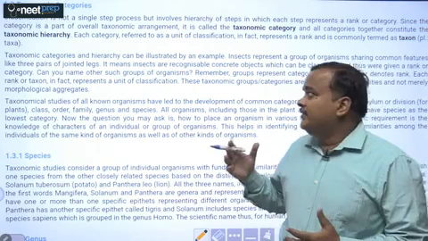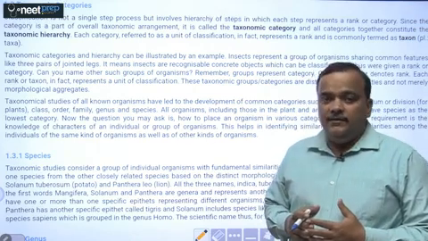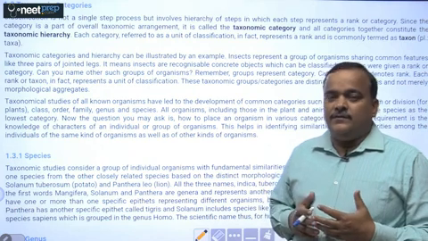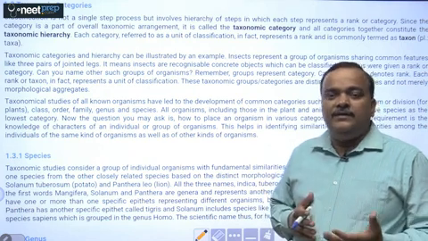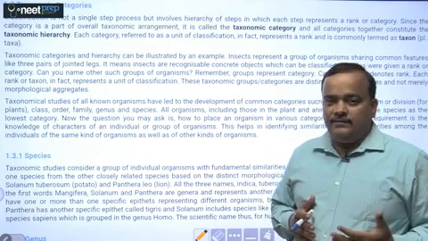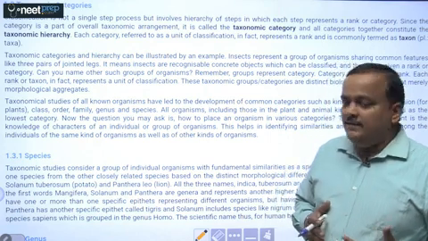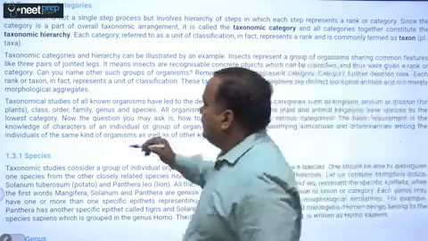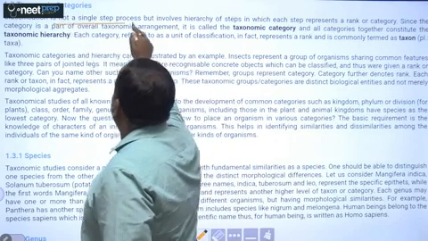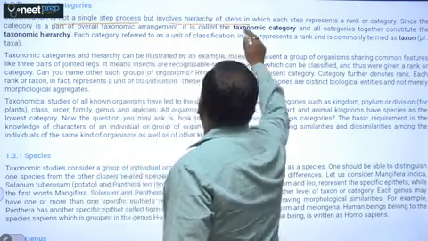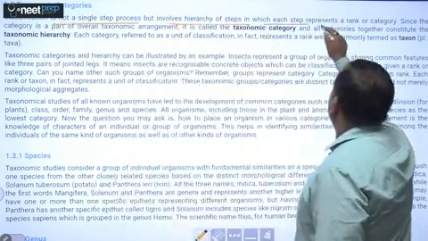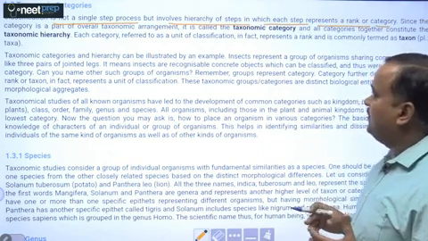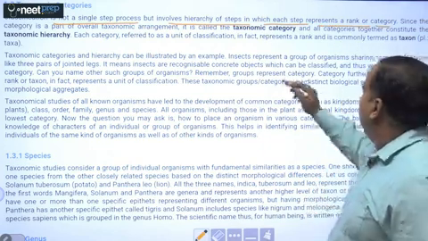Our third unit is taxonomic categories. When we do classification, classification is not a one-step process. We have different ranks and categories in classification. The arrangement of these ranks and categories is referred to as taxonomical hierarchy. So classification is not a single-step process but involves a hierarchy of steps in which each step represents a rank or category. Since the category is a part of the overall taxonomic arrangement, it is called a taxonomic category.